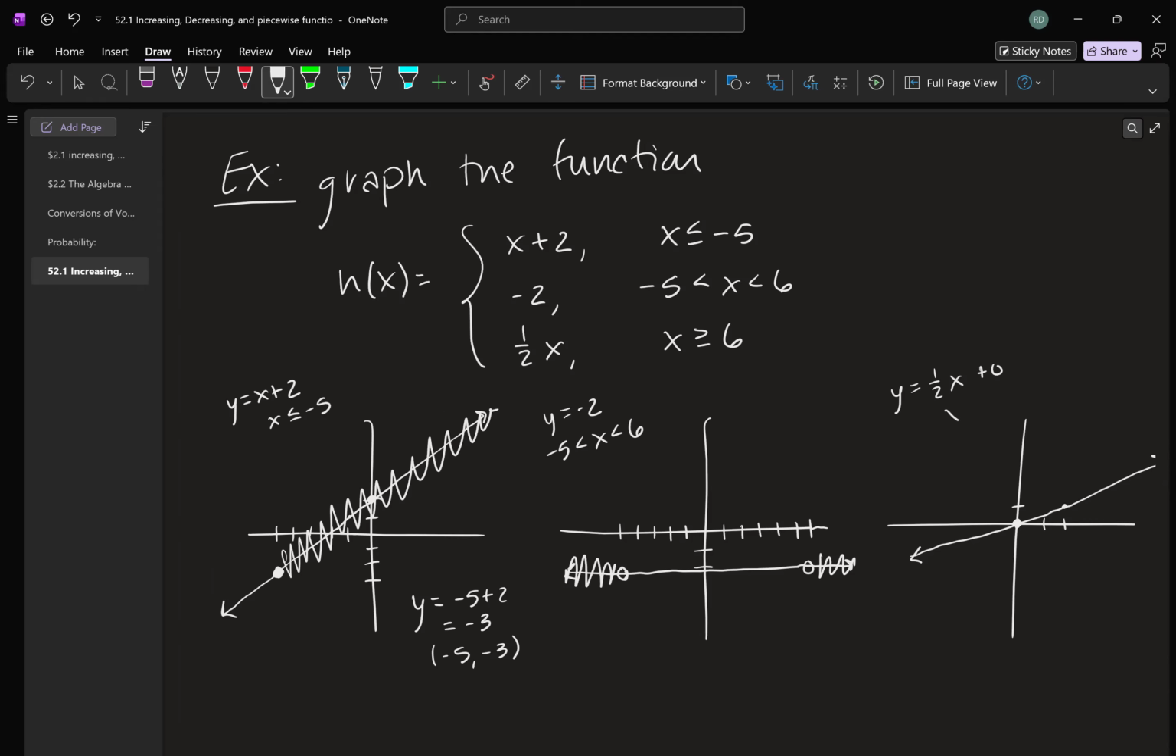And then finally, for this last one, we have x is greater than or equal to 6. So when we plug in 6, we get 3. So we have a point at 6, 3. Which is a closed circle. And we're just going to take what's to the right. So we're going to erase everything that's not to the right.